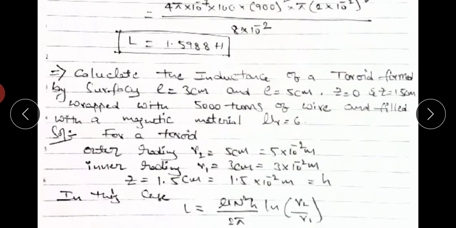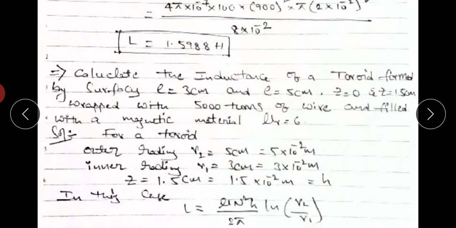So next problem: calculate the inductance of a toroid formed by surfaces rho equals 3 centimeters and rho equals 5 centimeters, these two radii, Z equals 0 and Z equals 1.5 centimeters, wrapped with 5000 turns of wire and filled with a magnetic material, mu r equals 6. Here we have to find the inductance of the toroid.